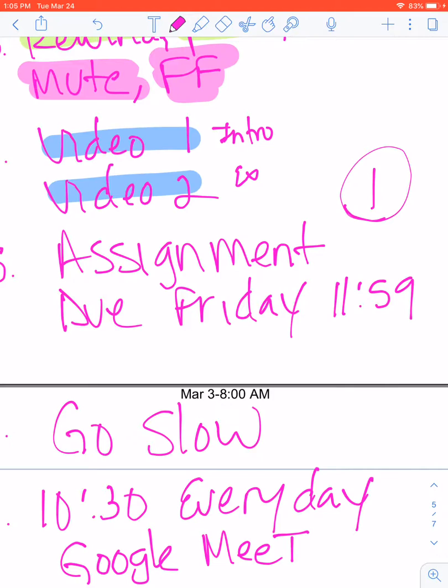So how will you do that? Take a picture of it. And then you should be able to turn it in on Google Classroom. I think the easiest way to do it is to just take pictures and do it from your phone.